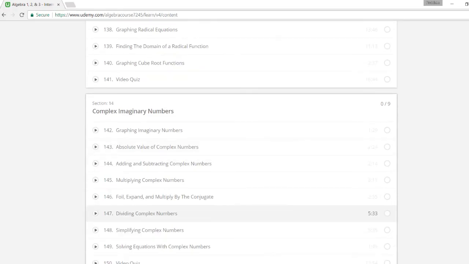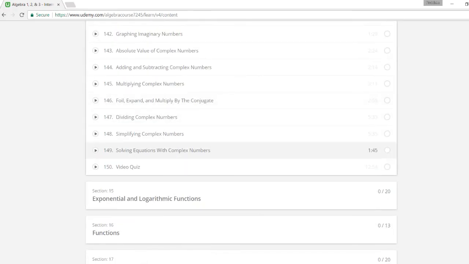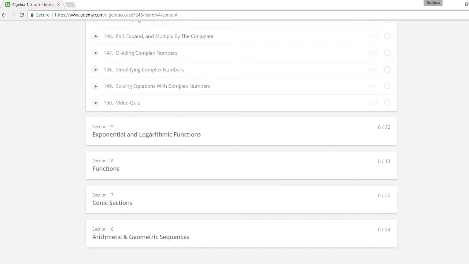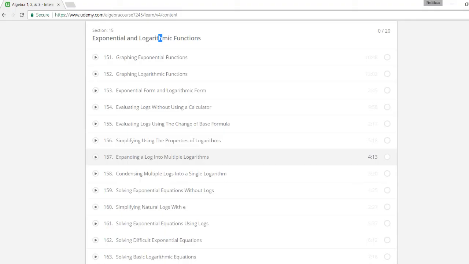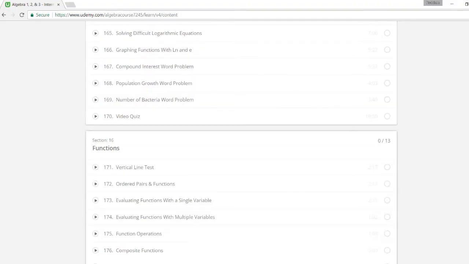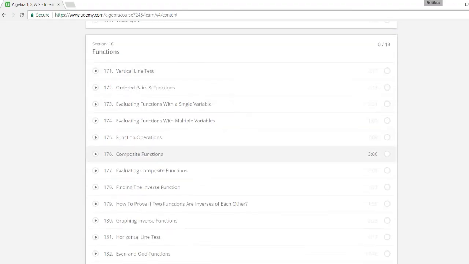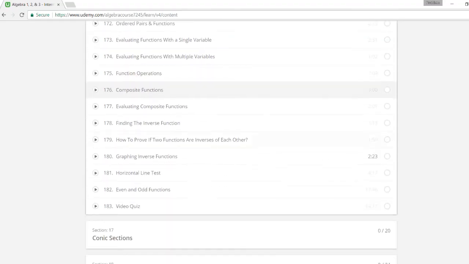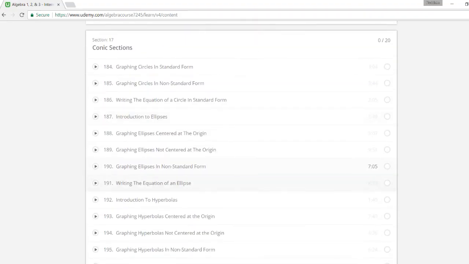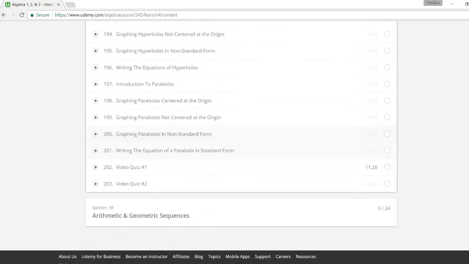And every section has a quiz, so you can always review what you've learned if you have a test the next day. So here we have complex imaginary numbers. You need to know how to simplify those. Exponential, functions, logs. I have a lot of videos on logs. And then this is just functions in general. Vertical line tests, horizontal line tests, how to tell if a function is even or odd. And then conic sections, graphing circles, hyperbolas, ellipses, parabolas, and things like that.